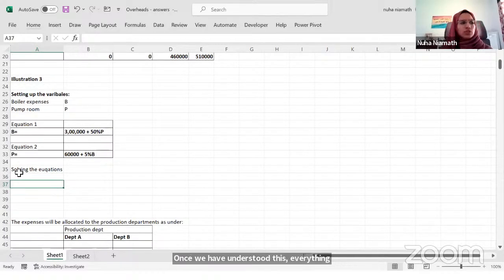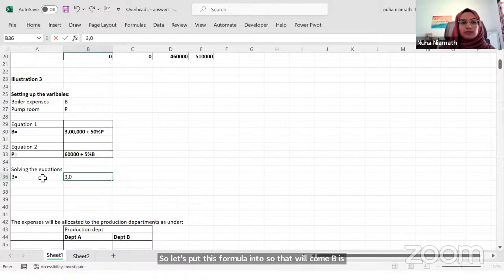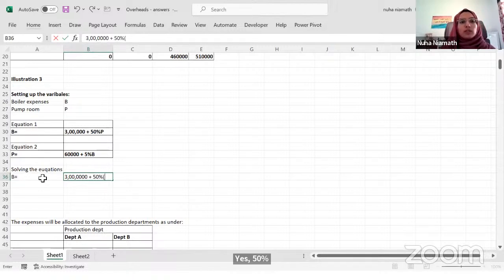You just have to solve these equations. So let's proceed with solving these equations. So if you look at it, it will be B is equal to 3 lakh plus 50% of P and P is equal to 60,000 plus 5% of B. So let's put this formula into P. So that will come P is equal to 3 lakh plus 50% of P. So 50% of P we have found as 60,000 plus 5% of B. So that will be 60,000 plus 5% of B. Okay, so I have just put this into a formula.